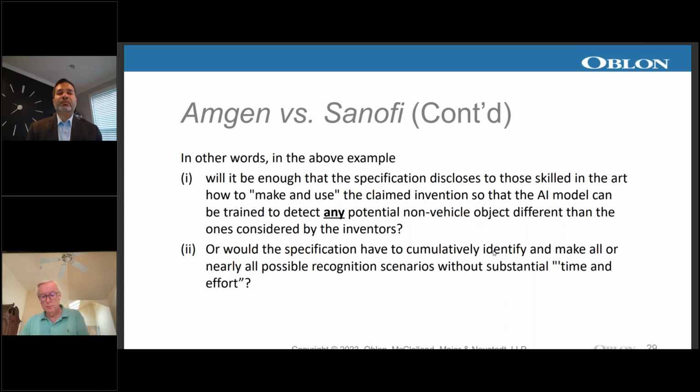So in that example, a couple questions come out. Will it be enough that the specification discloses to those skilled in the art how to make and use the claimed invention so that the AI model can be trained to detect any potential non-vehicle object different than the one considered by the inventors? Or will the specification have to cumulatively identify and make all or nearly all possible recognition scenarios without substantial time and effort? This could fall either way. It would be argued heavily.